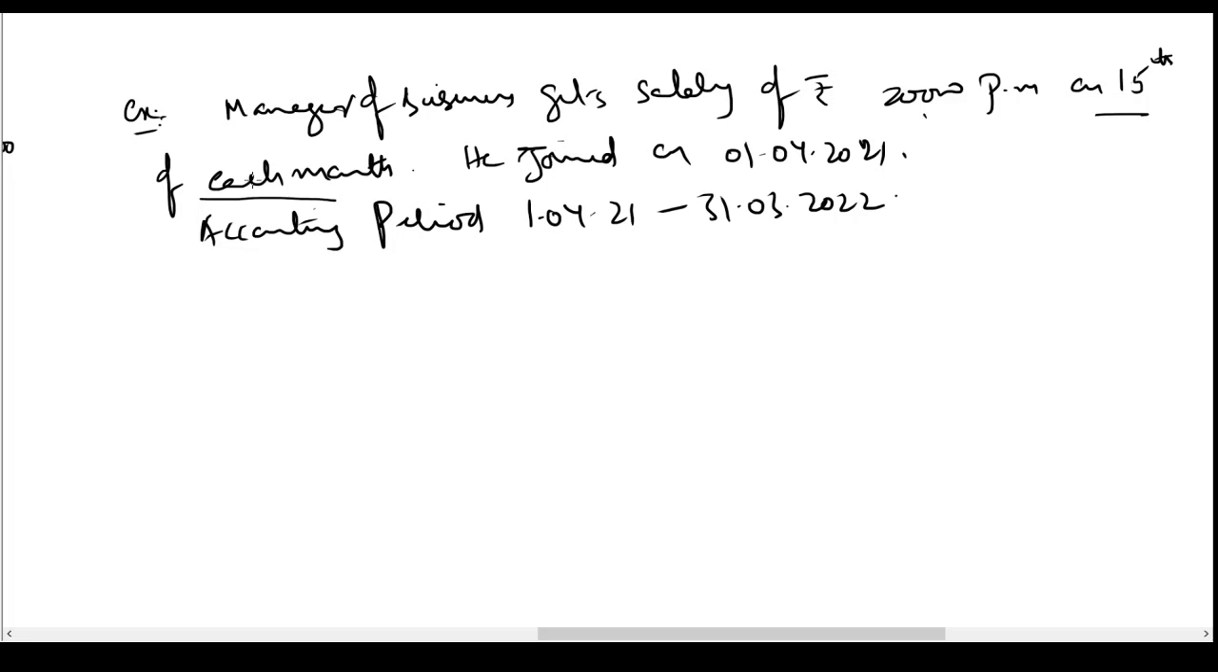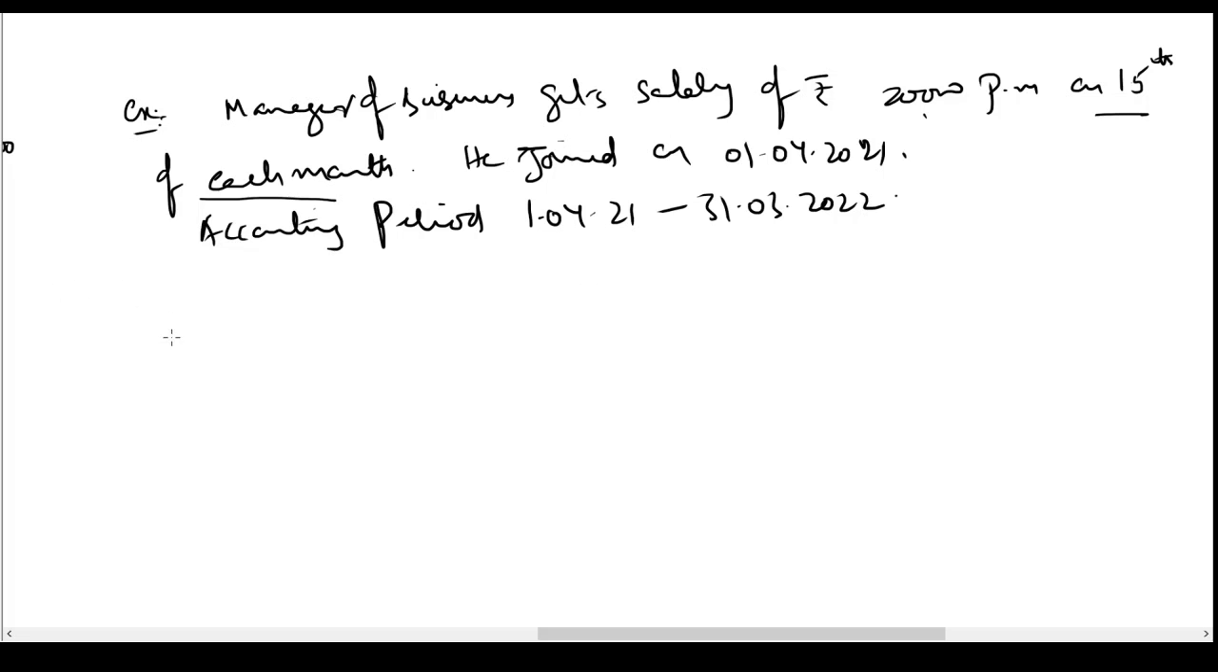And this man has been hired on 1st April 21, that is when our accounting period started. So he would have drawn totally 11 salaries from the business. April month salary would have been drawn in May, June month salary in July, so on and so forth. And February 22 salary would have been drawn in March, but March 22 salary he will draw in April 22, which is not a part of our accounting period.